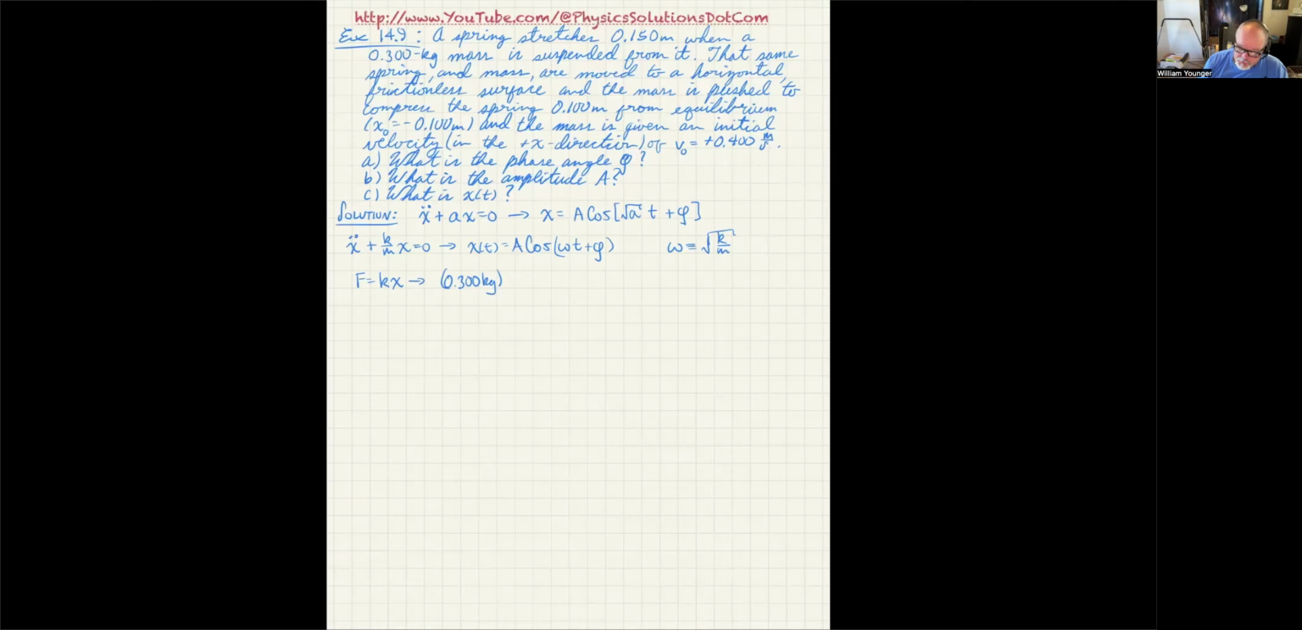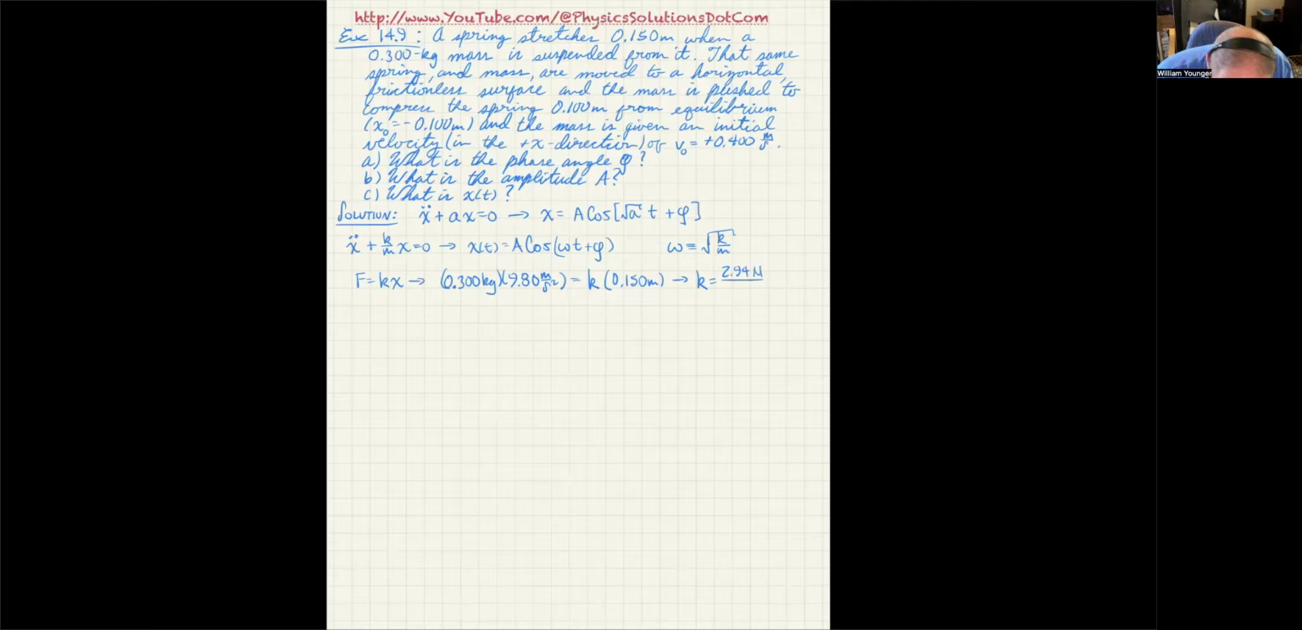the weight of a 0.300 kilogram mass hanging from a spring. The mass, of course, is 0.300 kilograms, but the weight is mg, and that is given by 0.300 kilograms times 9.80 meters per second per second. And that's all equal to k times the amount of stretch, which is 0.150 meters. So it turns out you can compute k by taking 0.3 times 9.8, which is 2.94.